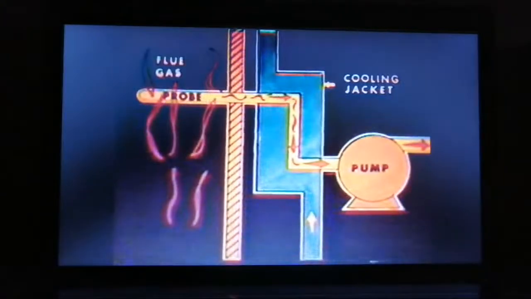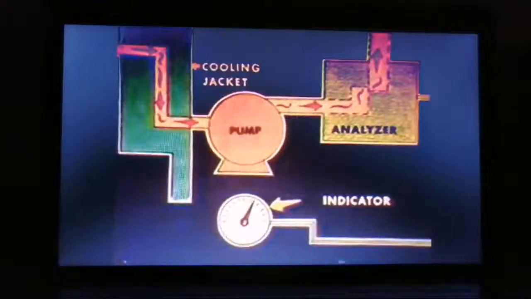A perforated tube called a probe samples hot flue gases into a cooling jacket and through some type of air pump. The sample is also filtered before it passes through the analyzer. This device examines the chemical content of exhaust gases, indicates, and in some cases records the oxygen content.